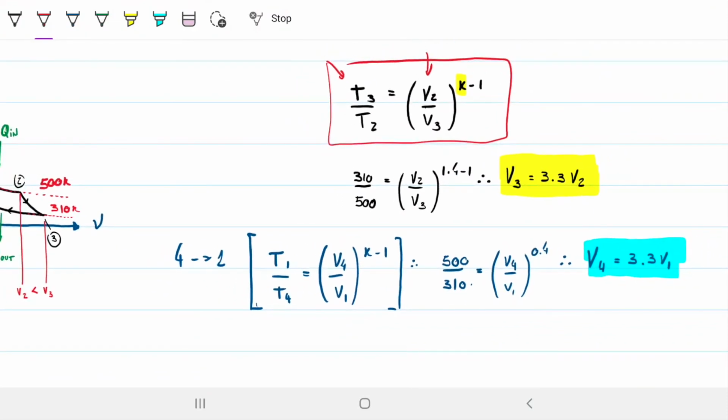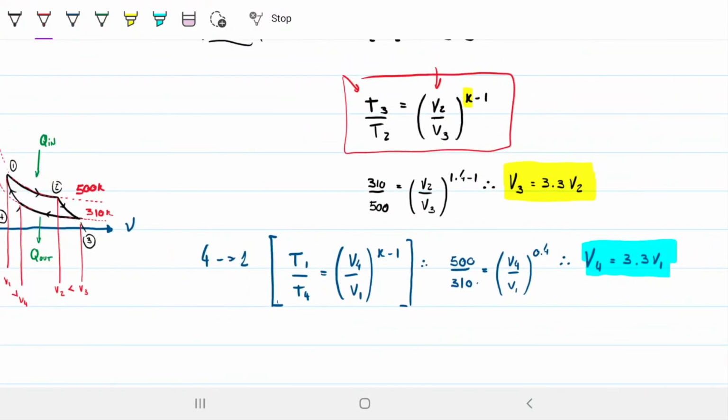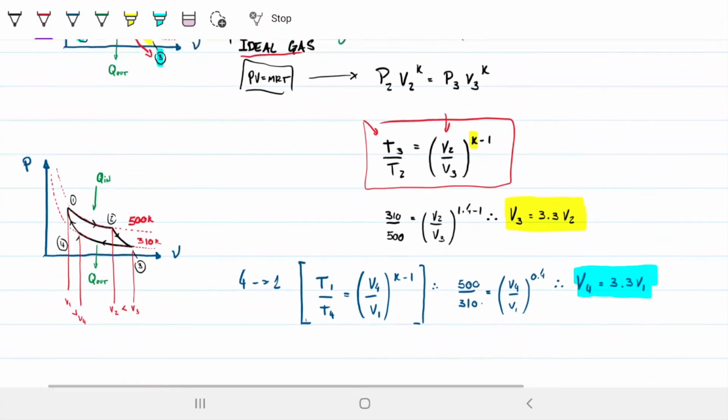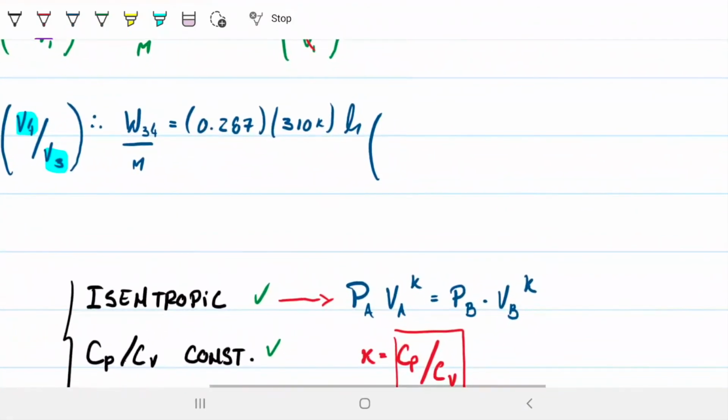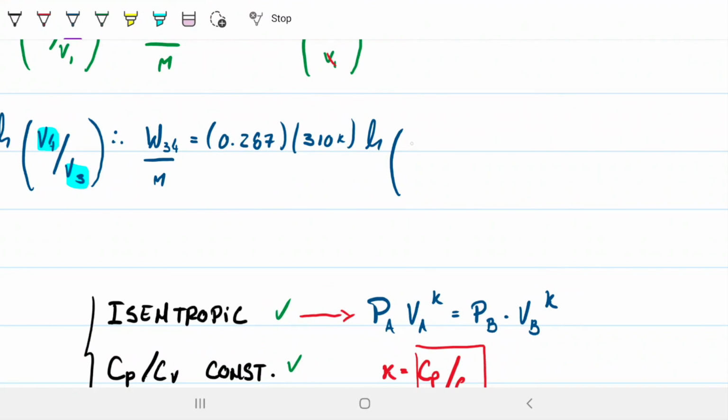All right, so remember, the reason why we needed all this is because we wanted a relationship between V3 and V4 so that we can find work. Where is our work calculation? Here it is. I've just found that V4 is 3.3 times V1, so I'm substituting by that, and that V3 is 3.3 times V2, substituting by that. And then obviously these guys go away, but there's one thing else. We know that V2 is just double V1.